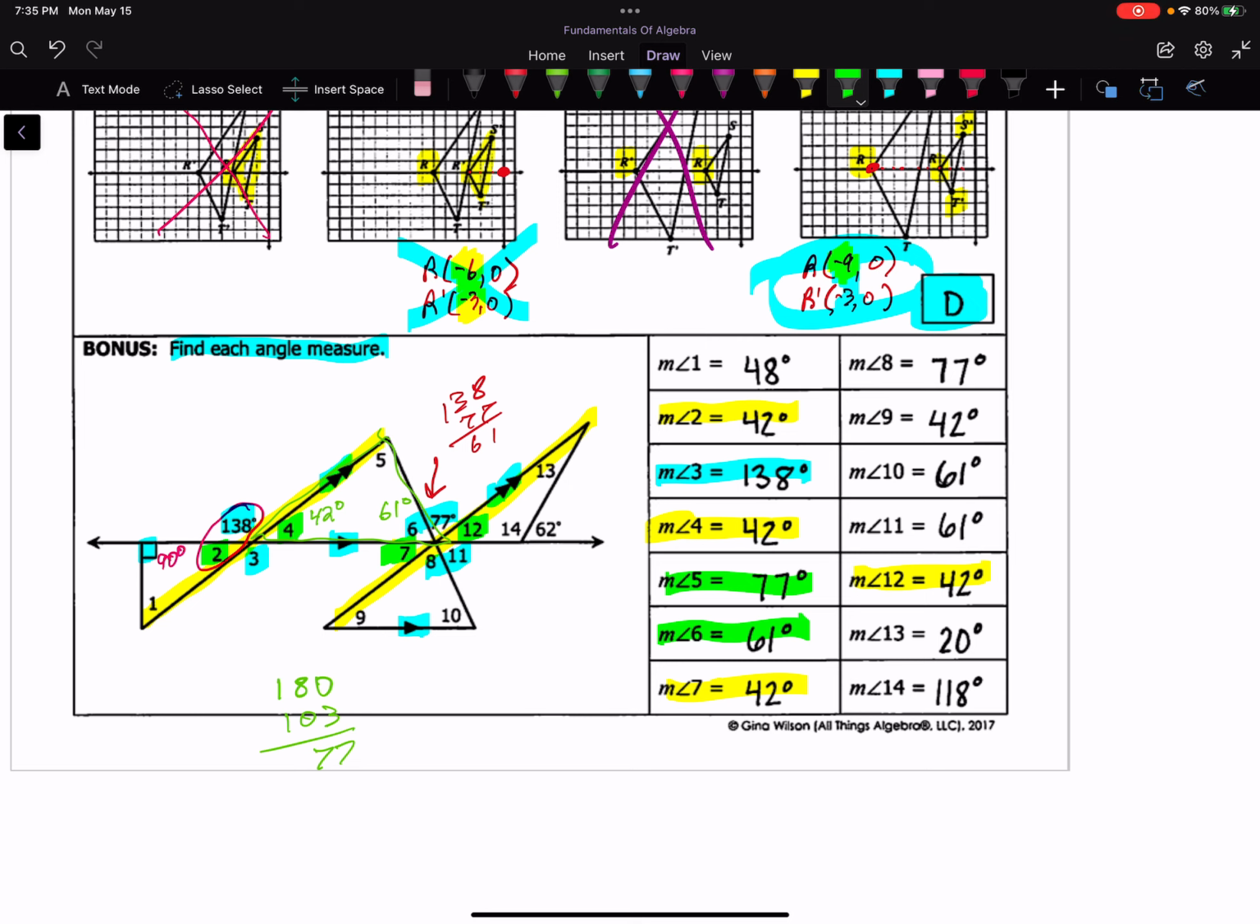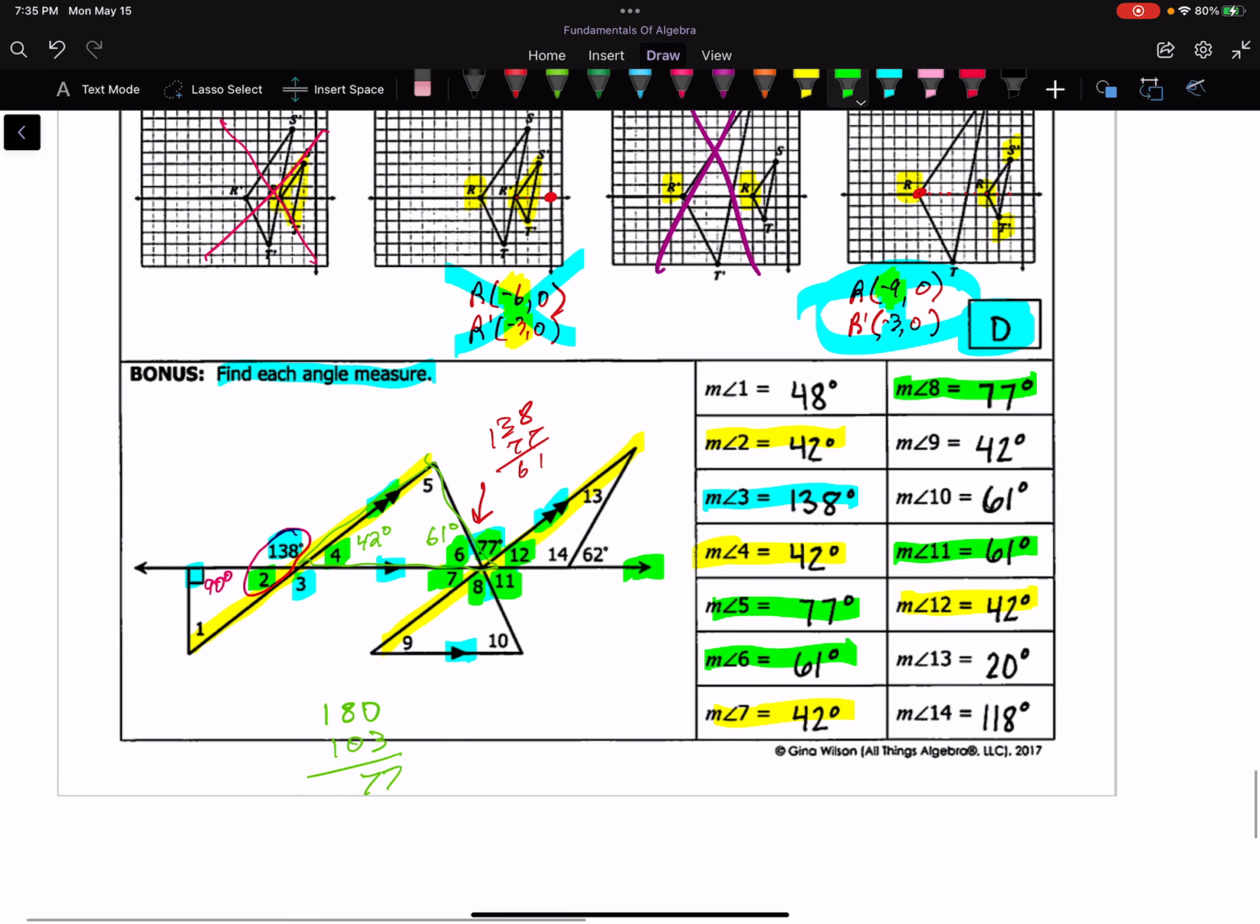What else would be 77? Angle 8 right here is vertical with that angle. So angle 8 is 77. We know angle 6 is vertical with 11. What else do we know? We know that these 2 lines, this line and this line are parallel. So 8 and 11, or 11 and 10 are alternate interior, which are congruent.